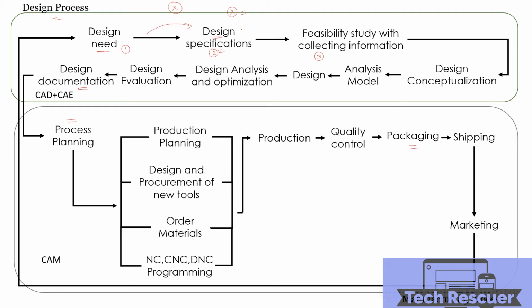Once you have completed the design specification stage, the next stage is called the feasibility study, with the collection of information. So what is a feasibility study? There are a number of types of feasibility studies, like economic feasibility, manufacturing feasibility, design feasibility, and a lot of others. We'll take the example of economic feasibility. So what is economic feasibility? Let us suppose I am going to design this product named X, then produce it and sell it to consumers.